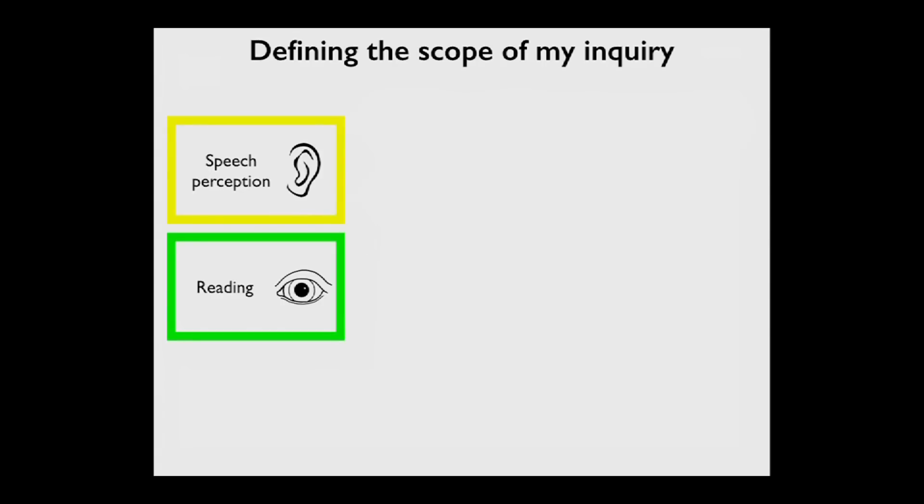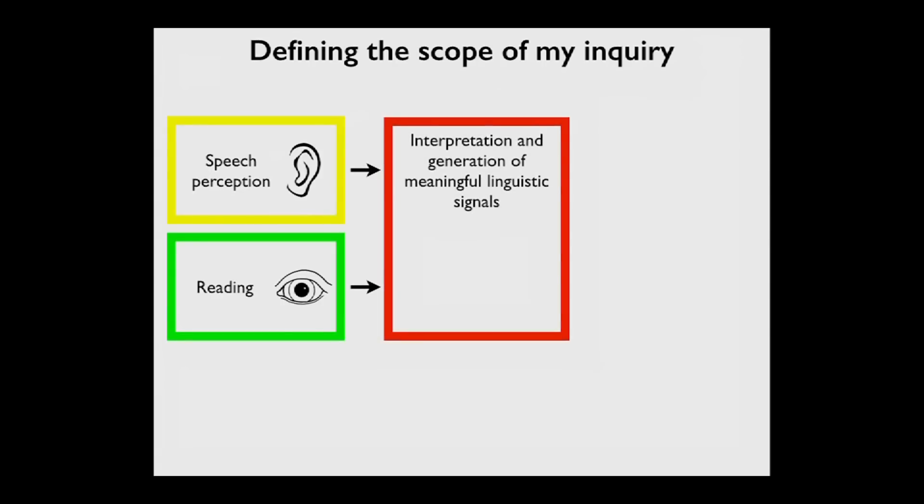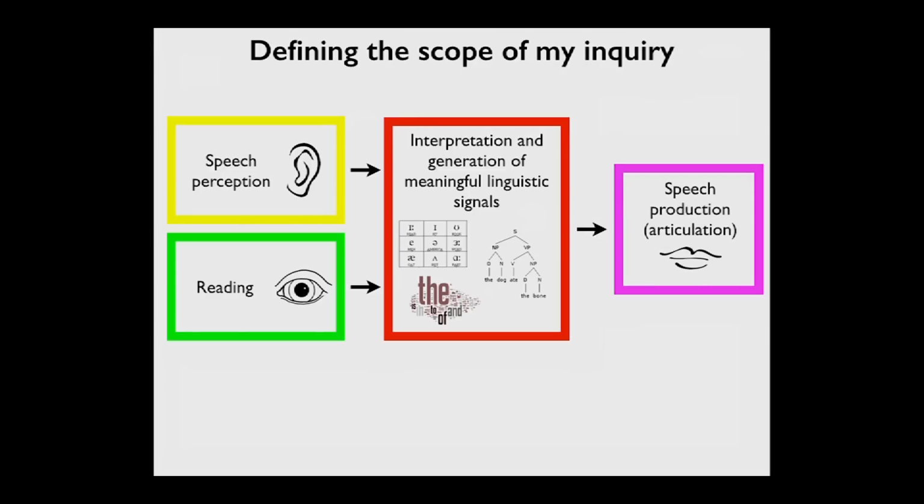So linguistic input comes in through our ears or our eyes. And once it's been analyzed perceptually, we interpret it by linking the incoming representation to our stored language knowledge. And this knowledge, of course, is also used for generating utterances during language production. And once we've generated an utterance in our heads, we can send it down to our articulation system. And the part that I focus on is this kind of high-level component of language processing.